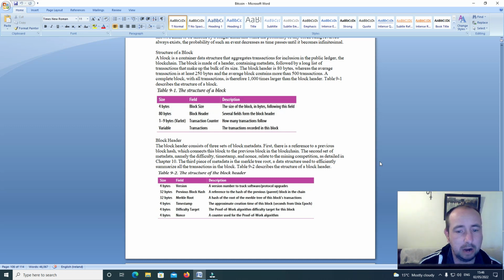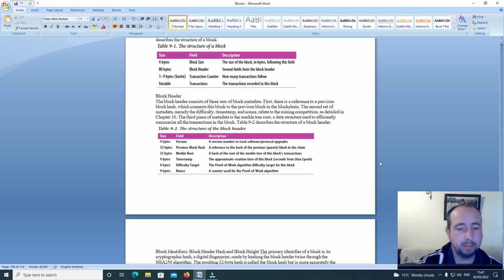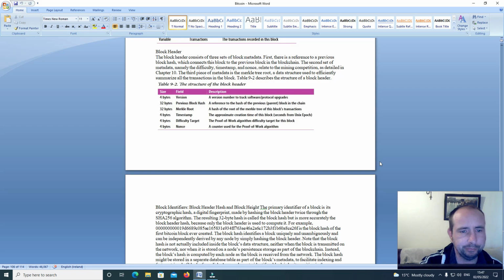Transaction counter, how many transactions follow. Transactions, the transactions recorded in this block. Block header. The block header consists of three sets of block metadata.